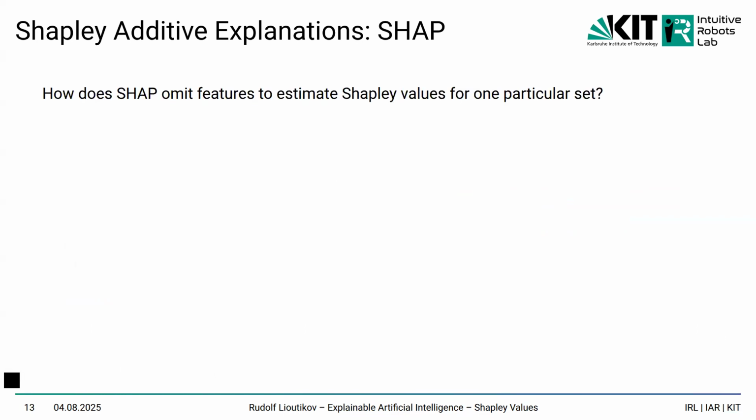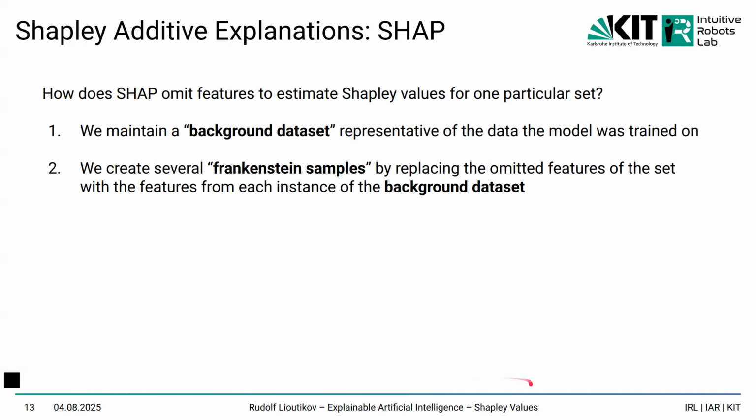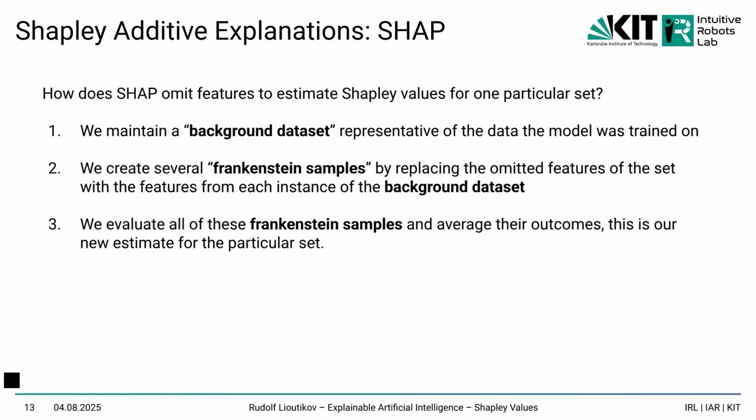So how does SHAP omit features to estimate the Shapley values from partial data sets? We maintain a background data set, representative of the whole model. It's important that when you select your background data set, it's equally sampled from your original data set and not just, let's say, the last 10 data points, because depending on how you collected the data, there might be structure in there. You need something that is overall representative. We create, again, our usual Frankenstein samples, where we omit features and use features from other parts of the data set.